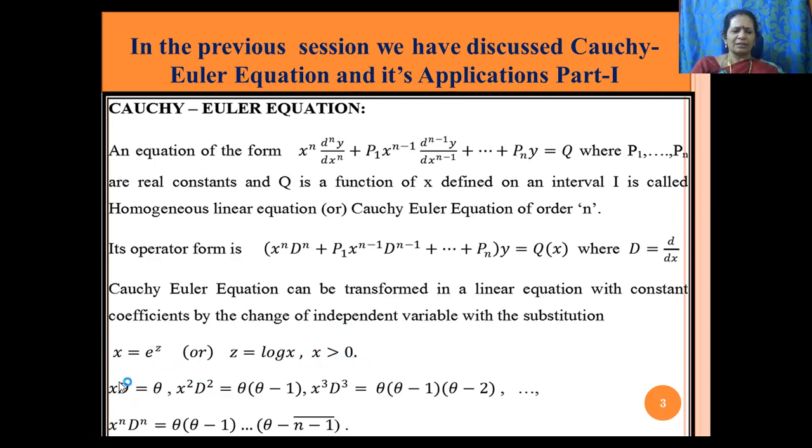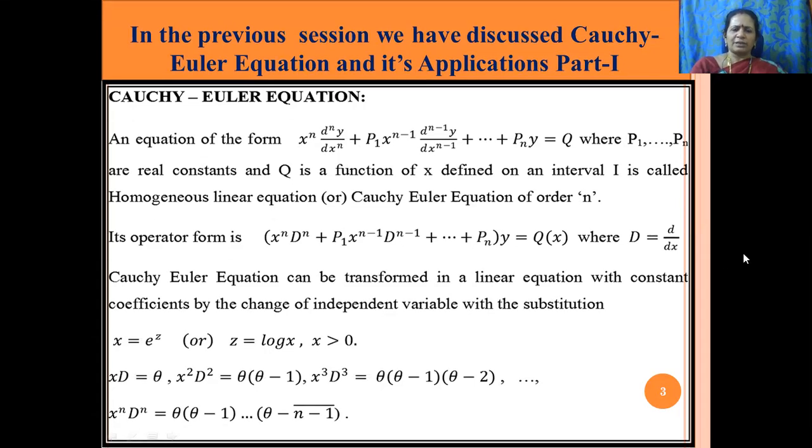Now from that we can write xD. Taking the differential operator D, xD can be written, by the Cauchy Euler equation, as xD is equal to theta, and x squared D squared is equal to theta into theta minus 1. Like that we can extend this according to the order of the differential equation.